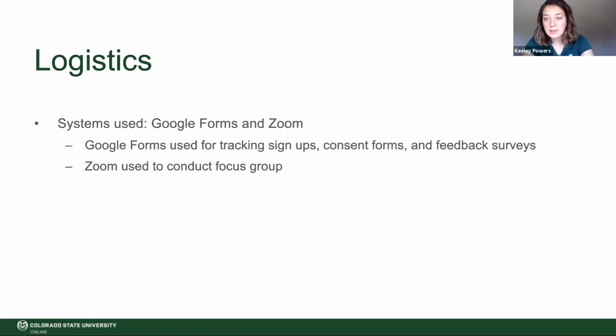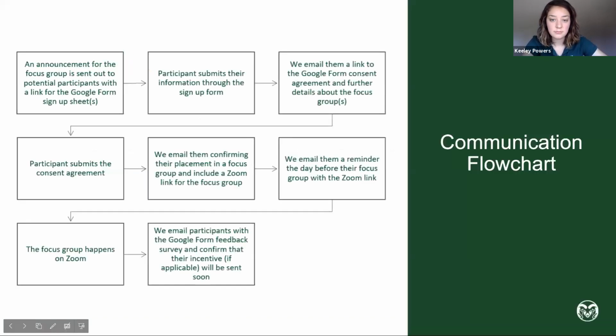But as far as some of our logistics go for planning a focus group, we tend to utilize anything that's free and easily available. So we use Google Forms and Zoom primarily to help organize our focus groups. But it can really be tailored to whatever systems your institution uses. We mostly use Google Forms for things like tracking signups, demographic information, consent forms, feedback surveys, and then we use Zoom to conduct the actual focus group itself.